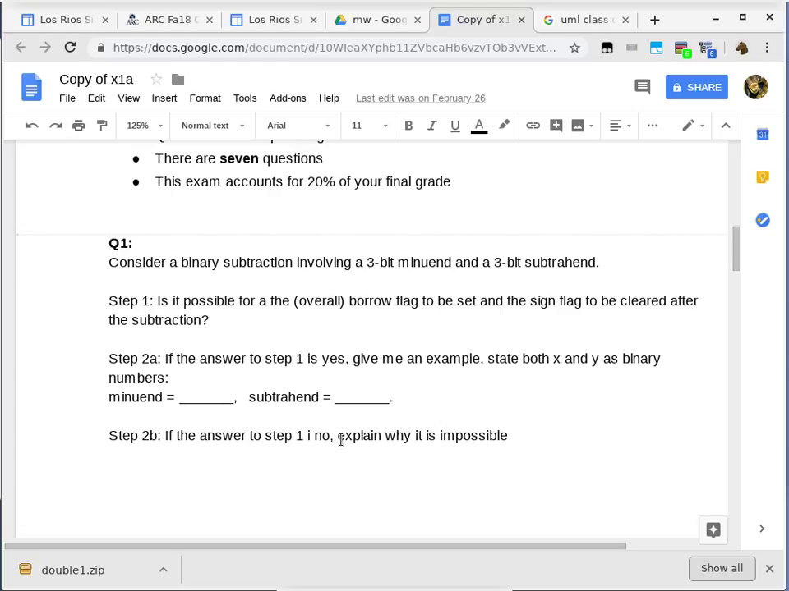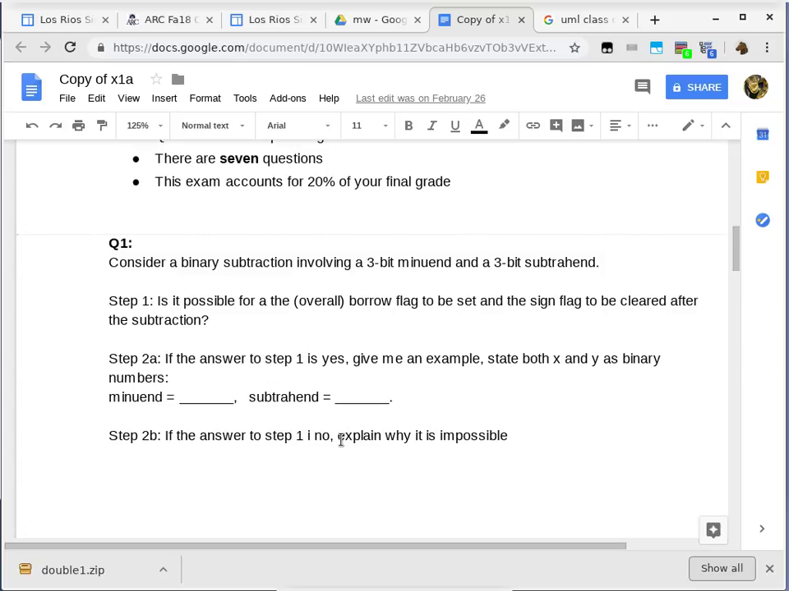What is the meaning of the borrow flag in a binary subtraction? What does it mean? Think of it as comparison and not just subtraction. Yep. Does it mean that the subtrahend is larger than the minuend? Yep. So the minuend is less than the subtrahend, but using the unsigned interpretation. Okay. And we can set up a lot of scenarios for that to happen. So it's pretty easy to find an example to set the borrow flag.